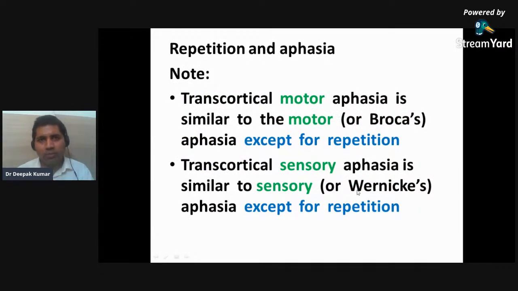Okay, so before we move to that explanation, I just want to make it a little simpler for you. If you look at repetition in aphasia, one important thing to notice: motor aphasia and transcortical motor aphasia are essentially the same. Features are almost the same except for repetition, which is good or normal in transcortical motor aphasia. Same thing again in the similarity between transcortical sensory aphasia and sensory or Wernicke's aphasia. Both are essentially the same. Both have the same language characteristics except for repetition, which is excellent in transcortical sensory aphasia.